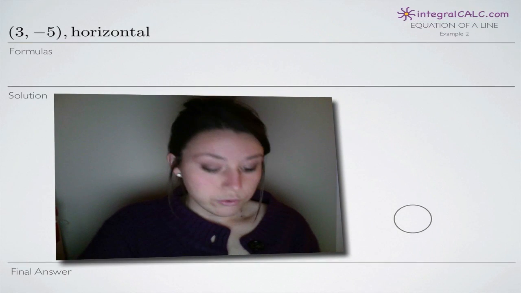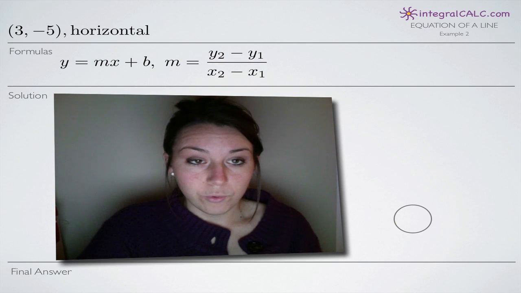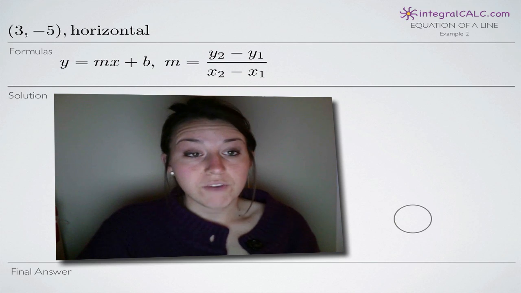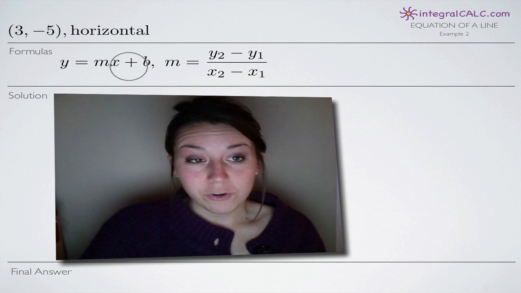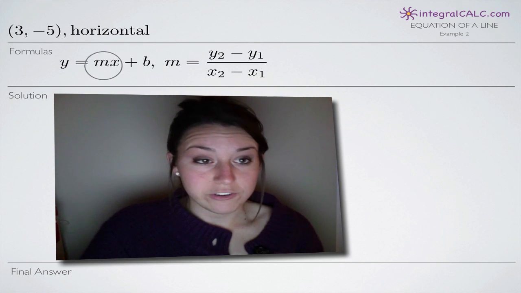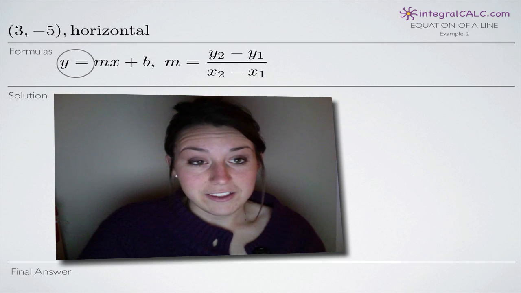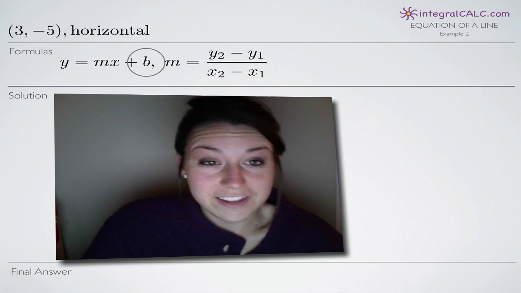So I'm going to use the slope-intercept form of the equation of a line to find this equation. You can also use point-slope form. It's personal preference because either way works just fine. I like the slope-intercept form. I think it's easier to use.